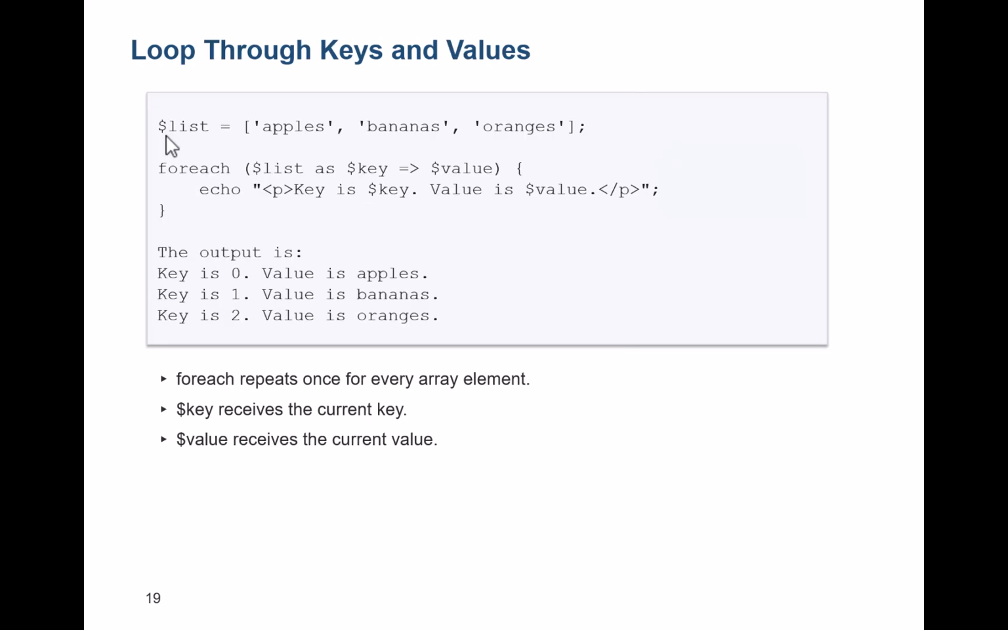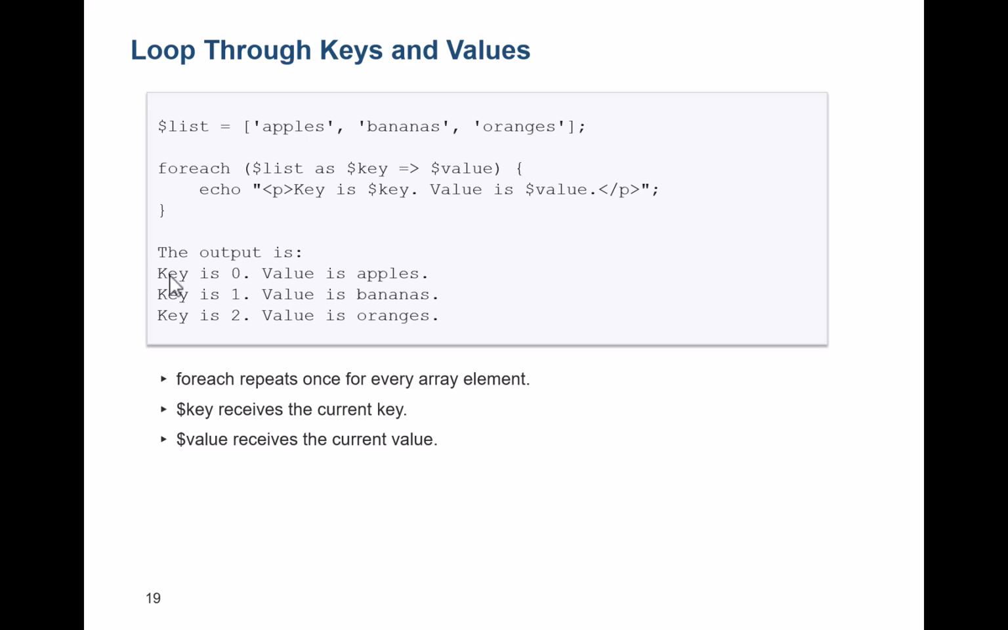Sometimes we need to process every element in an array. PHP provides the foreach loop for this purpose. Here is an indexed array. The foreach loop retrieves both the key and the value. The array variable list identifies the array being processed. The as keyword separates the array from the temporary loop variables. During each repetition, the key receives the current key and the value receives the current value.